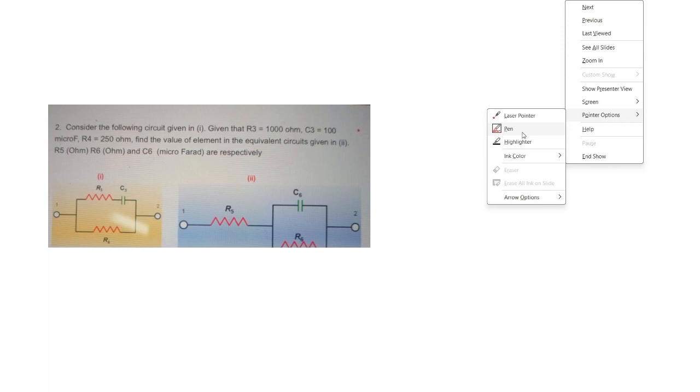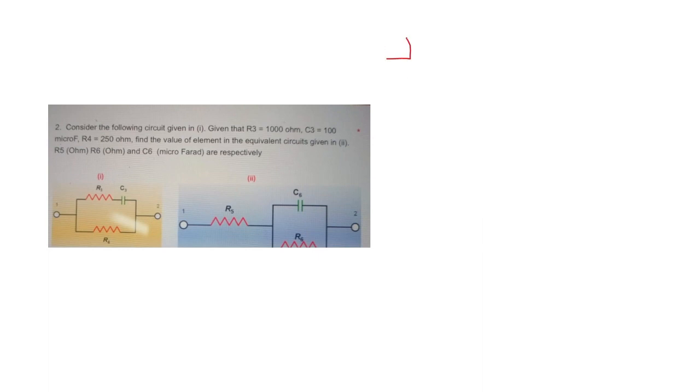In the initial classes, we had seen equivalent circuits, if you remember, right? What is an equivalent circuit? So all these four, there are four.